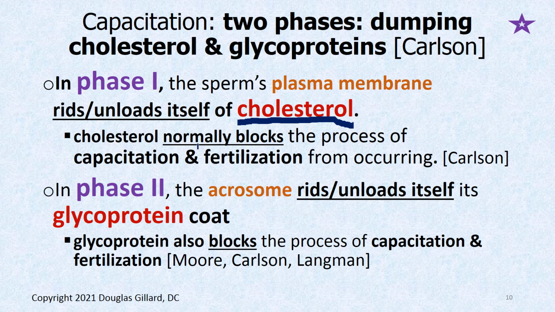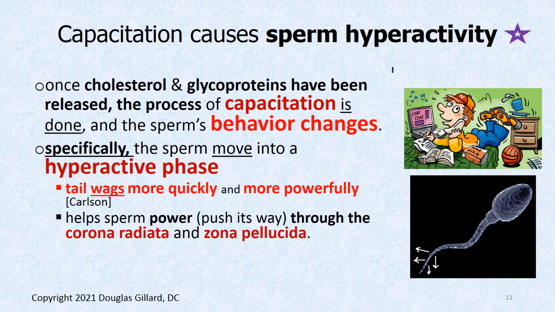And that's because normally cholesterol prevents fertilization from occurring. You can't bind to the Zona Pellucida with cholesterol. So that's gone. And then right after that, there's glycoproteins, which we won't even worry about. We'll just call them glycoproteins. Those get unloaded as well. So now the sperm is mature and ready to bind with capacitation.